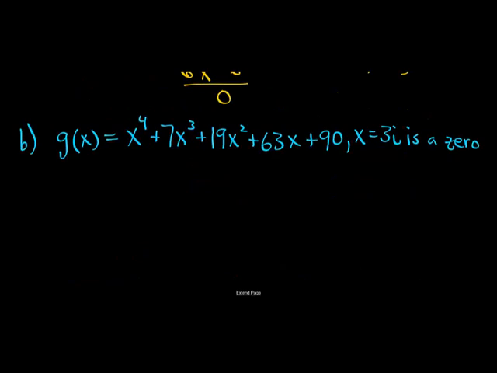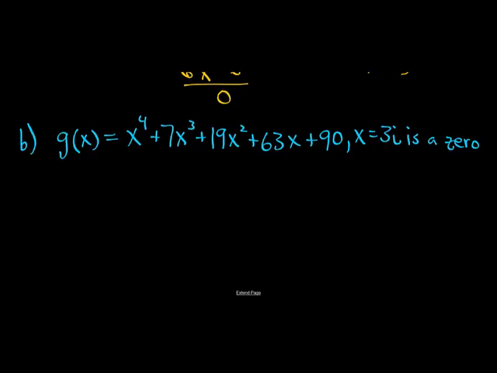We want to find the zeros of g of x, given that x equals 3i is a 0. Now remember this, that if x equals 3i is a 0, then x equals negative 3i is also a 0, because these zeros in complex numbers travel in conjugate pairs. The imaginary roots, these non-real roots, travel in conjugate pairs. So 3i is a root. That means that negative 3i is also a root.